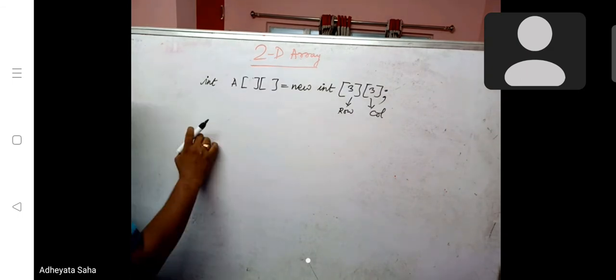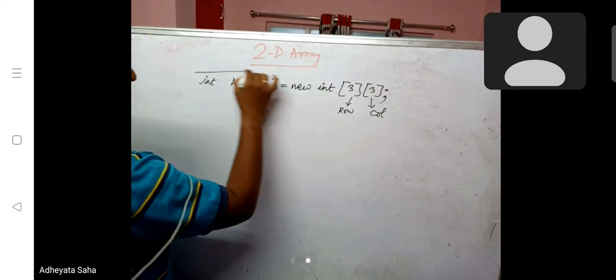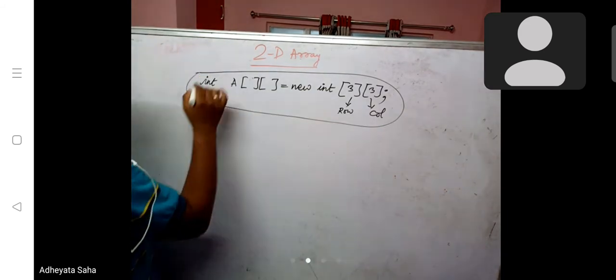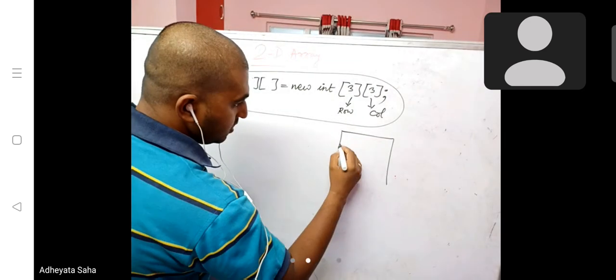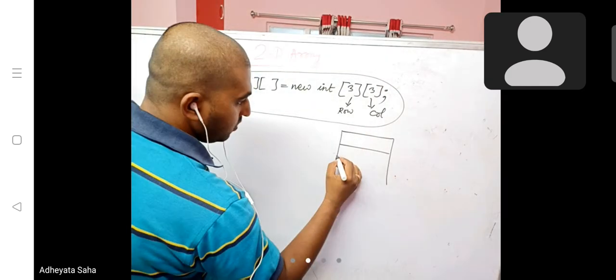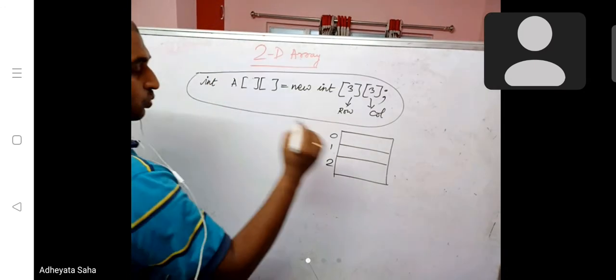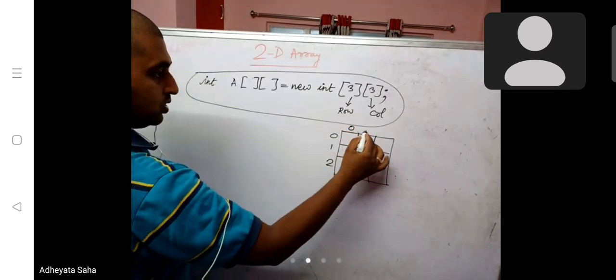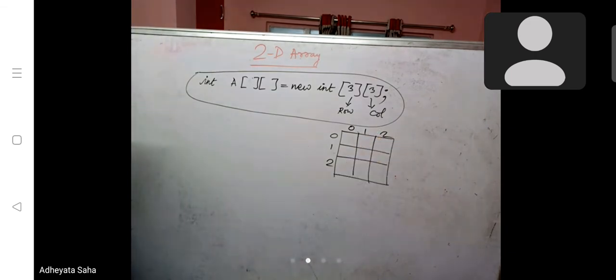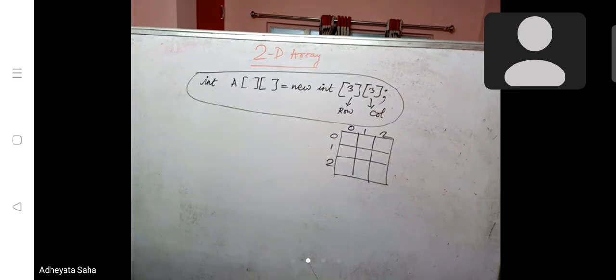Now if I write this statement, in memory the array will be created in this fashion. How many rows? 3 rows: 1, 2, 3, indexed 0, 1, 2. And how many columns? 3: 1, 2, 3, indexed 0, 1, 2. So in this way the array will be created in memory. Up to here, is it clear?